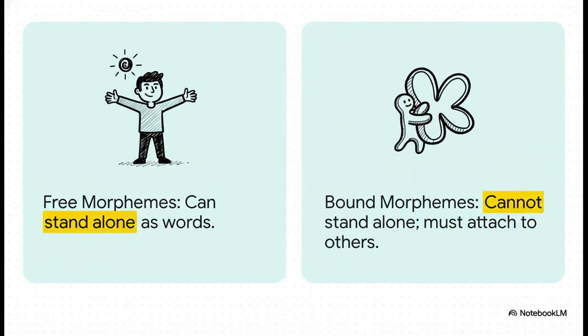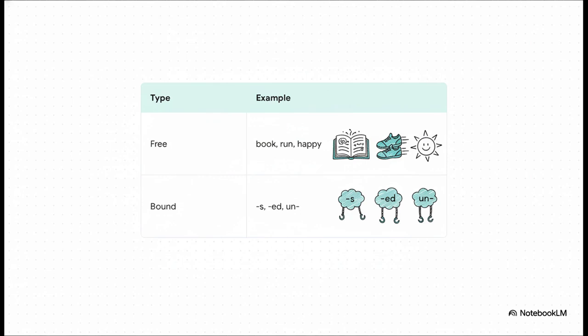Now, these morphemes come in 2 main flavors. You've got your free morphemes. These are the independent ones, the words that can stand all by themselves. And then you have the bound morphemes. You can think of them as kind of clingy. They have to be attached to another word to make any sense. So let's make that crystal clear. Words like book or run are free morphemes. They're whole words. But things like the plural s or the past tense ed or that prefix un, they're all bound. They have meaning, for sure, but they can't show up to the party alone. They need another word to latch onto.